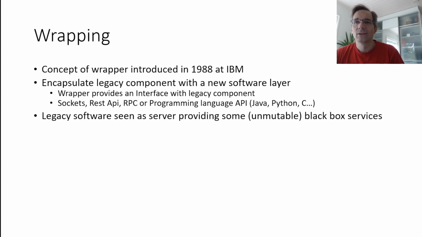Some common ways to do this wrapping would be sockets, REST API, RPC, which is a remote procedure call, or some programming language specific API. So you might have a Java API, Python API, C API, or you might have them all for a particular legacy component if this legacy component is very important. In this context, we see the legacy software as a server, and it provides some black box services. So we don't know what happens in the background. We just know that those services are sort of immutable, because the legacy component is not easily modified.